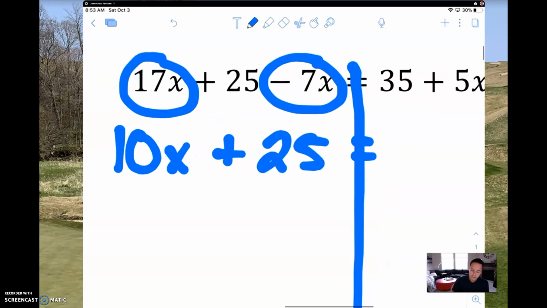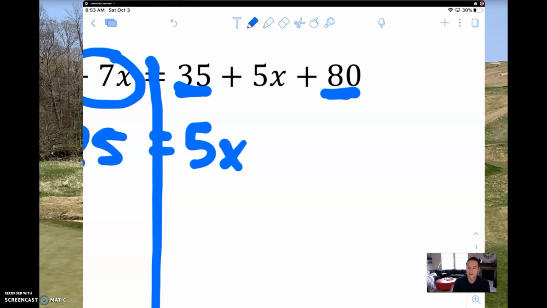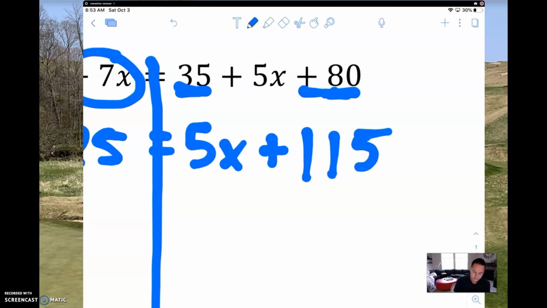Now we're going to look at the right side of this. We look at the 5x, and there's no like terms with the 5x over here, so I'm just going to write 5x. But you will notice 35 and 80. Those are like terms, so we can combine those together. So 35 and the plus 80, that gives us a positive 115.